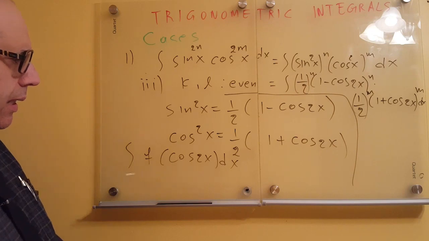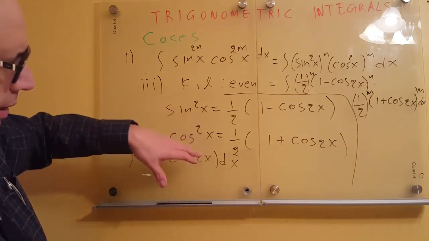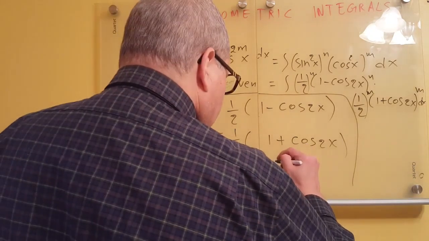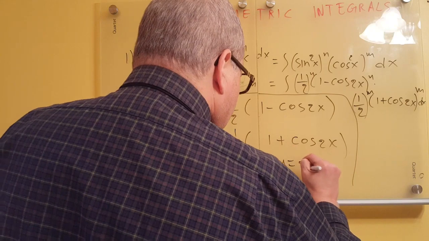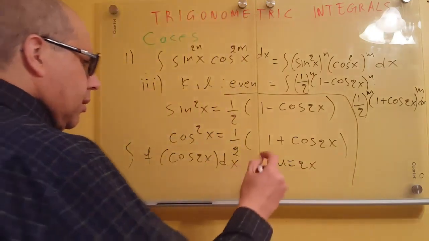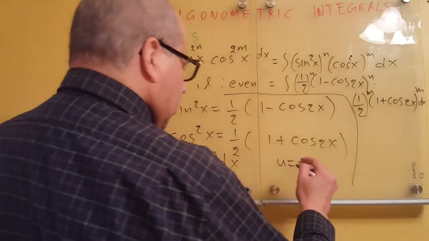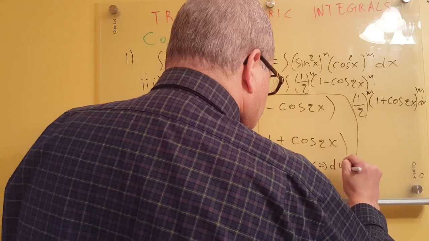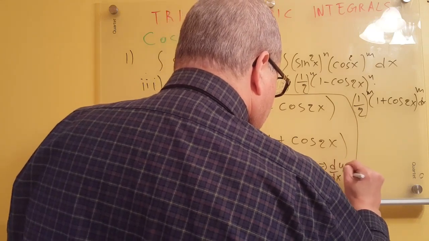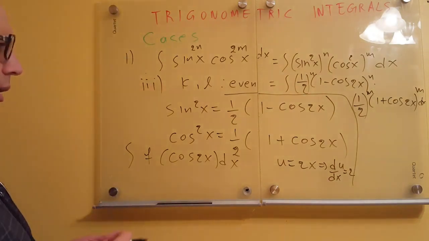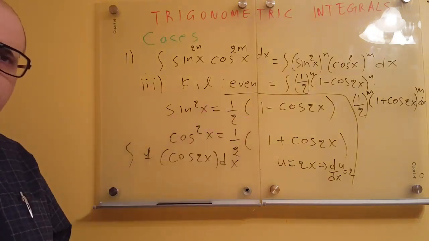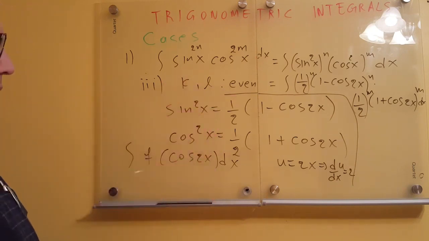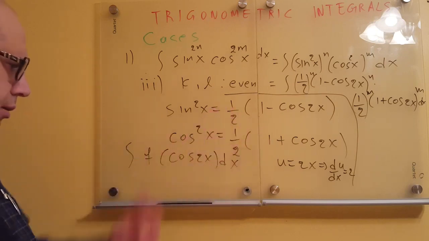Now to find this integral, it's pretty easy because you just have to substitute u equal to 2x, and from that you have that du over dx is equal to 2, and it's a pretty simple integral. I will do an example right after I finish with this, and you will see that it's pretty easy.